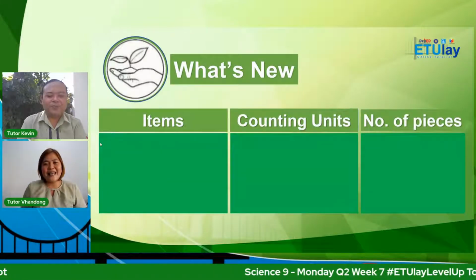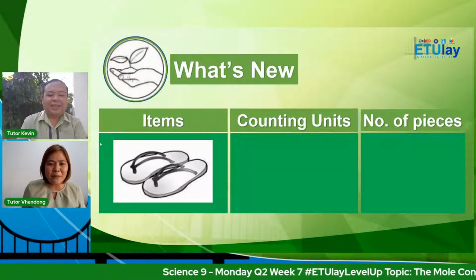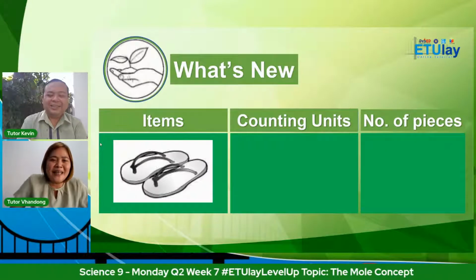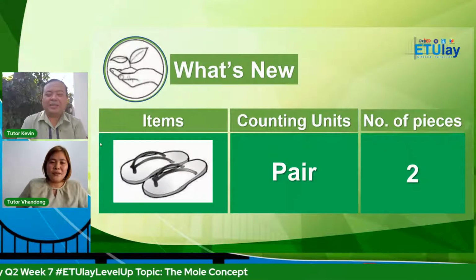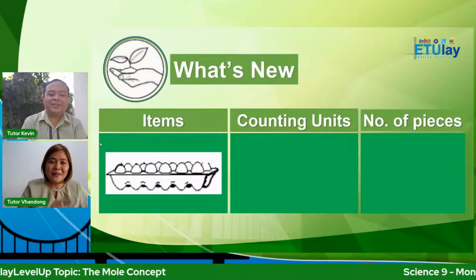Halimbawa, itong tsinelas. Tingnan natin para mas malinaw. Ang tsinelas, ang counting unit niyan ay pair. Number of pieces, 2. Ano pang sunod, Tutor Bandong?